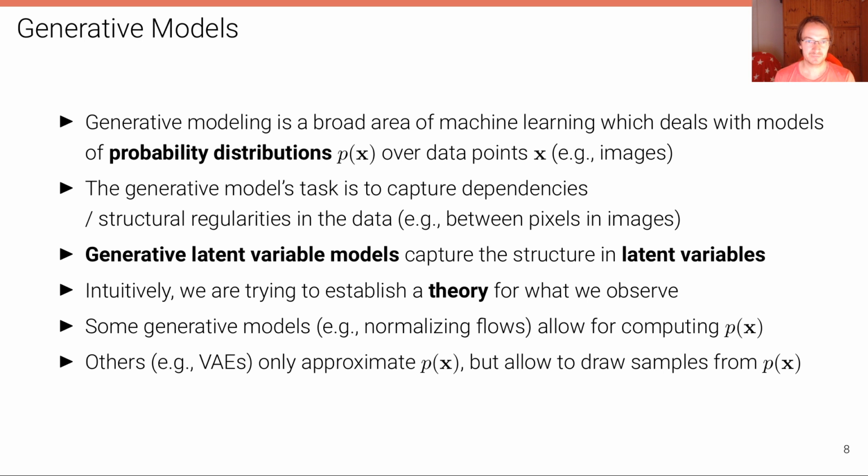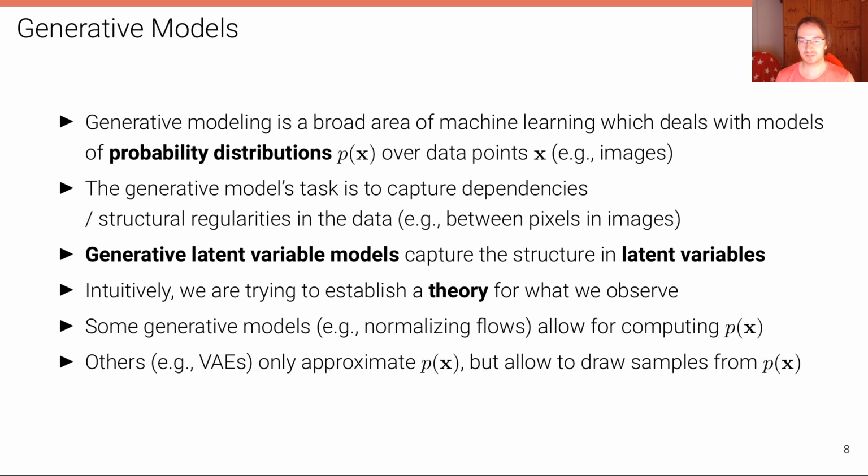Now the next term that we need to know about is the term generative models. Generative modeling is a really broad area of machine learning which deals with models of probability distributions over data points, P of X. You want to get a good sense of the distribution of the data, for instance, images or audio waveforms. And the task of generative models is to capture dependencies or structural regularities in the data, for instance, between pixels in images.